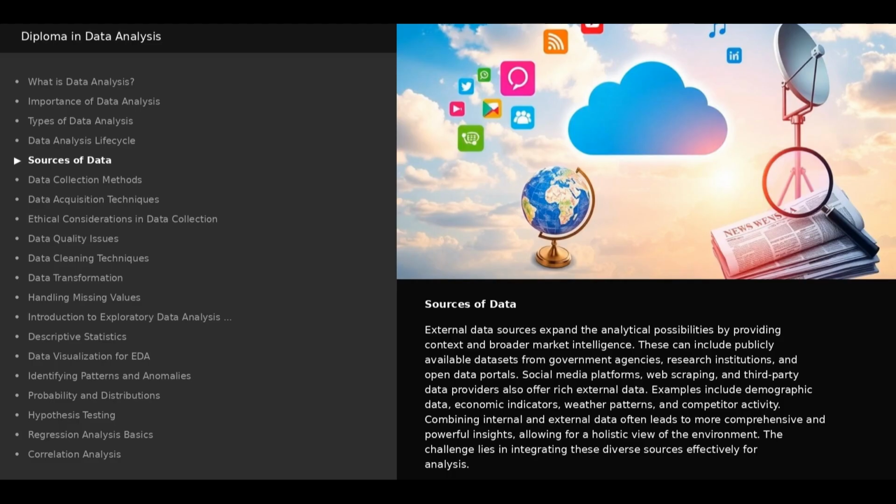Combining internal and external data often leads to more comprehensive and powerful insights, allowing for a holistic view of the environment. The challenge lies in integrating these diverse sources effectively for analysis.